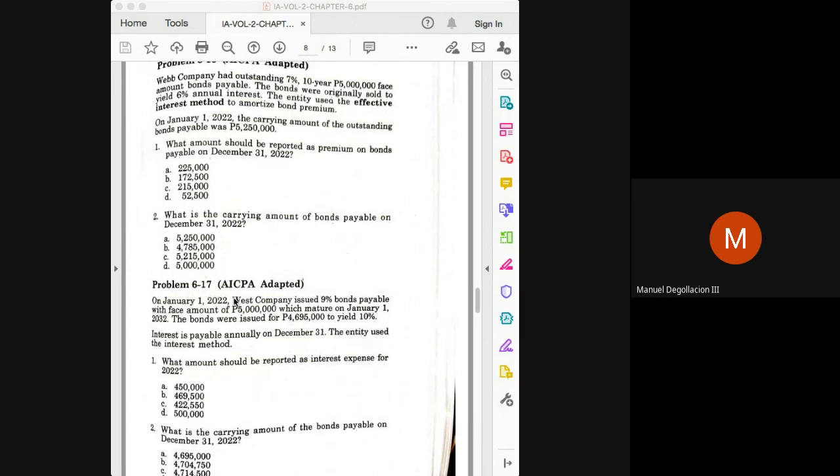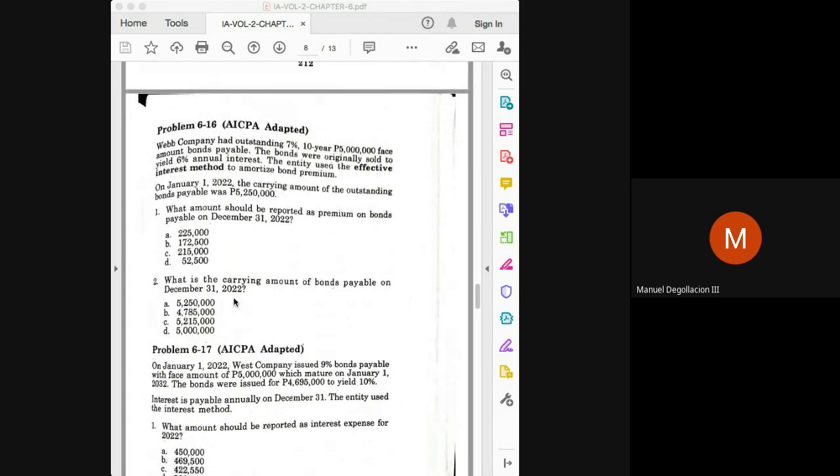Let's proceed to 6-17. Just to give you an idea, perhaps we will have a similar problem to problem 6-16. You will be computing for the same four items, and then you will be using the effective interest method or the straight line method. So please take note of this problem.